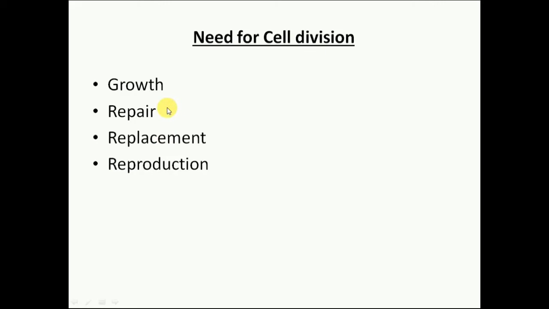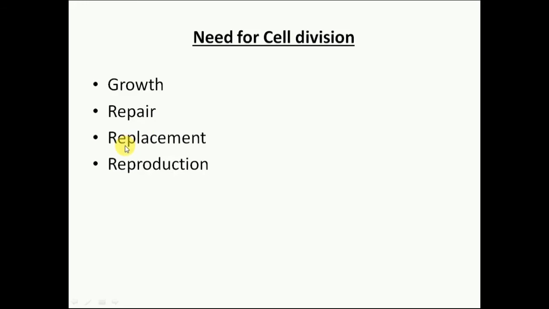Second is repair. Now, as we know, our body is made up of millions of cells. Whenever there is an injury to any of our body part, in that particular area the cell gets injured, as a result of which we need to repair that part, and the cells in that area get replaced by new cells. So this is due to cell division. Cell division is helping in repairing that part by replacing the old damaged cells with new cells.